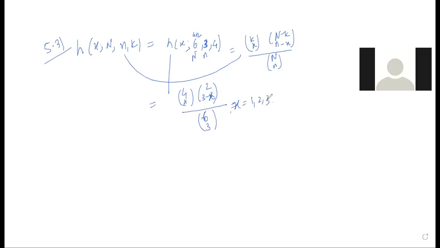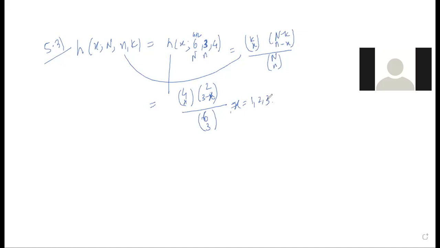Don't say x is equal to 0 over here, guys. Please be smart, because you cannot form the committee with 0 members, right? It has to be at least 1 member in the committee. So x is equal to 0, 1, 2, and 3. Okay.